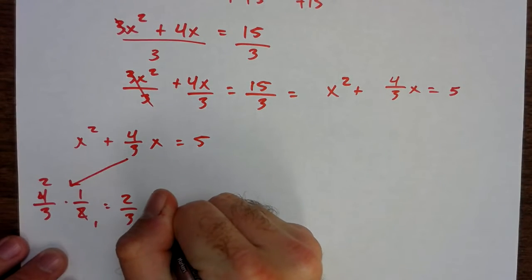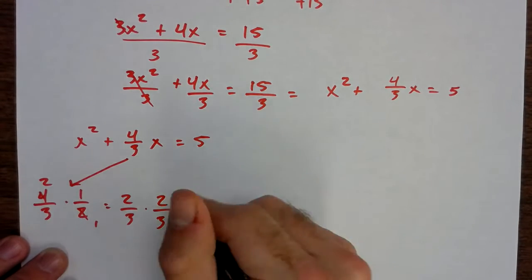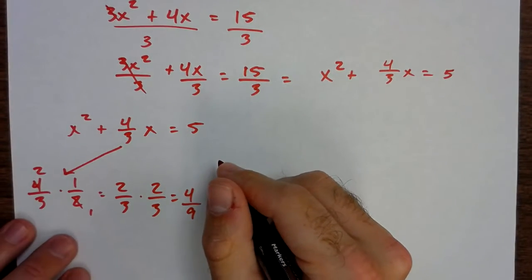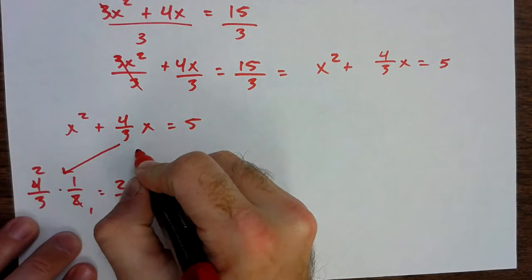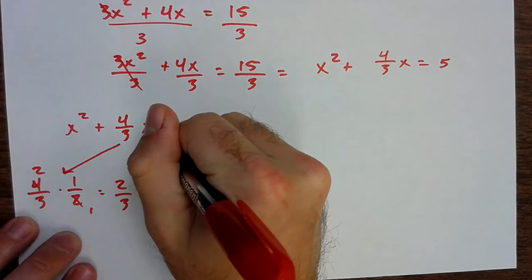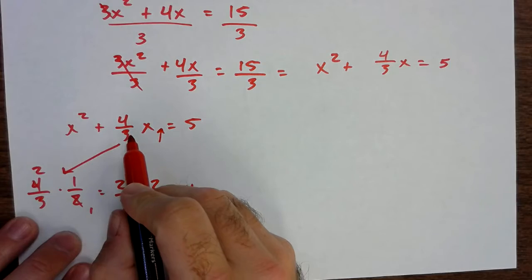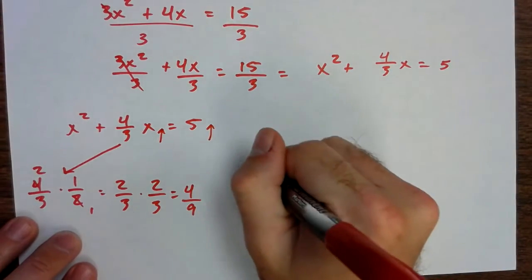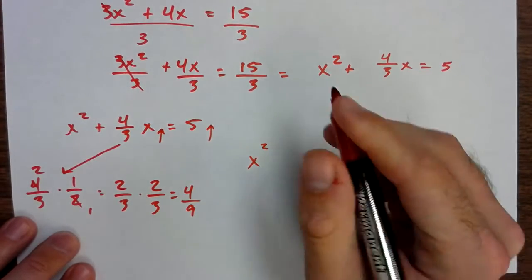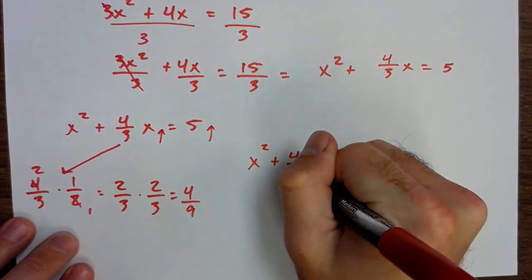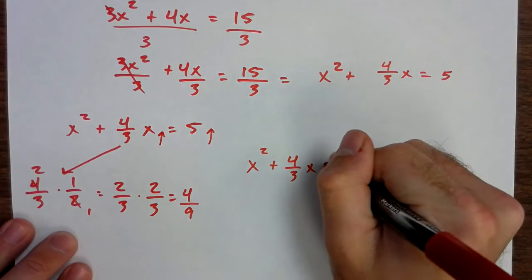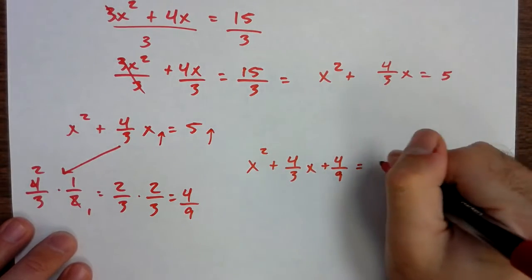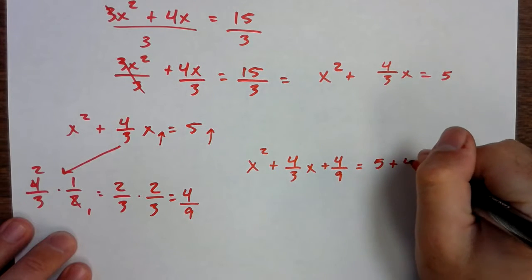So that's the same as 2 over 3 squared. 2 times 2 is 4, 3 times 3 is 9. So I've got 4 over 9. I'm going to insert it right after this x. But remember, what I do to one side, I have to do to the other side. So I'm also going to add it right here. Let's rewrite. We've got x squared plus 4 over 3x plus 4 over 9 equals 5 plus 4 over 9.